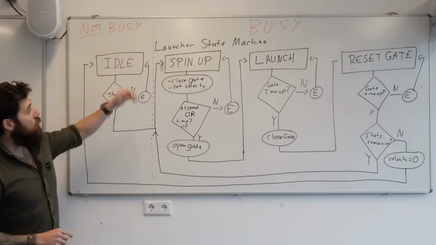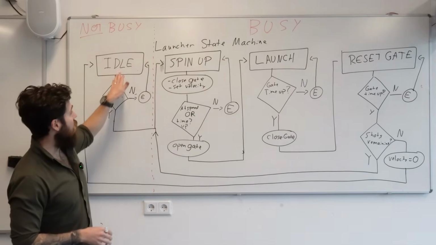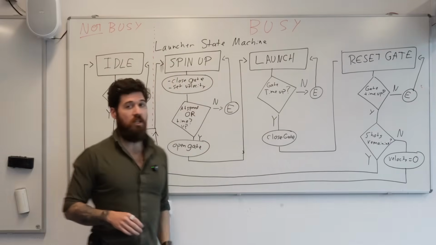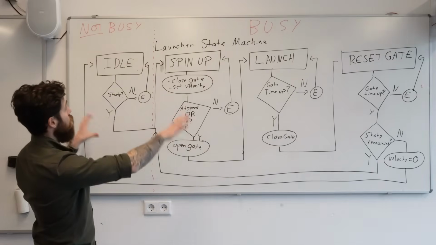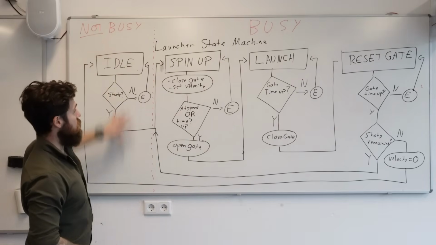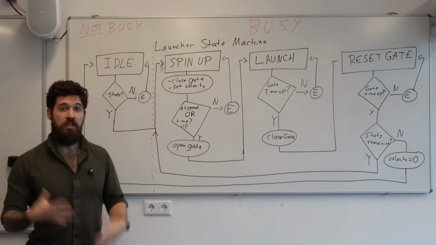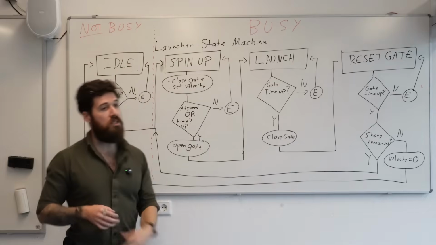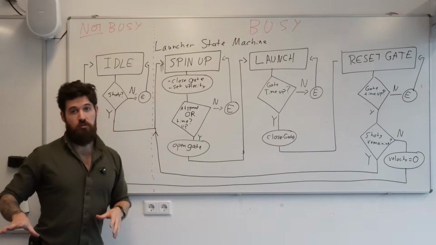So our state machine for our launcher is going to have 4 different states. We're going to have an idle state, which is our default. We have a spin up, a launch, and a reset gate. And between our 4 different states, one of the states is classified as not busy, and the other states are classified as busy in that the state machine is currently doing something. We will use those not busy and busy sections when it comes to your autonomous. We will not use them when it comes to your TeleOp.